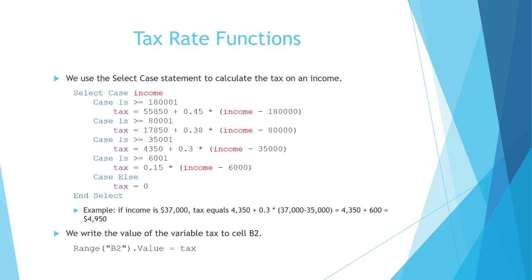And then under that, we write the value of the variable tax to cell B2. Range is the area that we're dealing with. We're going to define it as B2, the cell. Value is the value of the cell, which is what we're going to be modifying. And then we're going to set it equal to the value of tax, which was defined in the select case above.